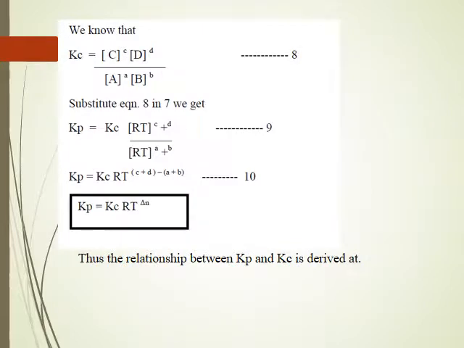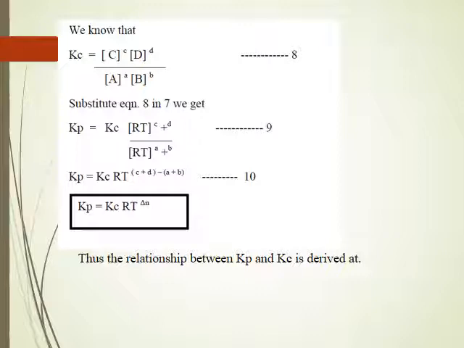Now we know that Kc is equal to the concentration of the products divided by the concentration of the reactants. So Kc is equal to concentration of C to the power small c, D to the power d, in the same way A to the power a and B to the power b. Now we are substituting equation 8 in 7. So we get Kp is equal to Kc, RT to the power c plus d divided by RT to the power a plus b.